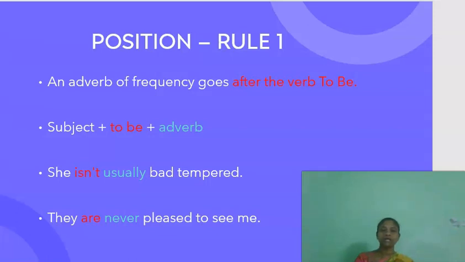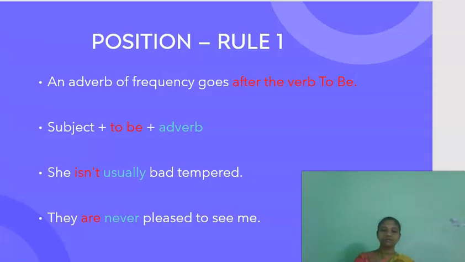Rule number 1. An adverb of frequency goes after the be verb. Subject plus be verb plus adverb. She isn't usually bad-tempered. Isn't, be verb; usually, adverb of frequency. The second sentence, they are never pleased to see me. Are is be verb, never adverb of frequency.